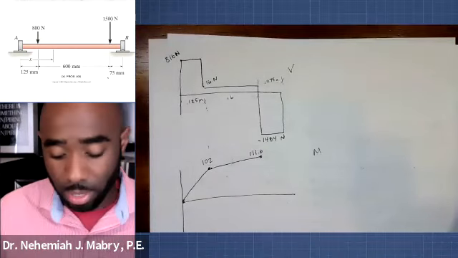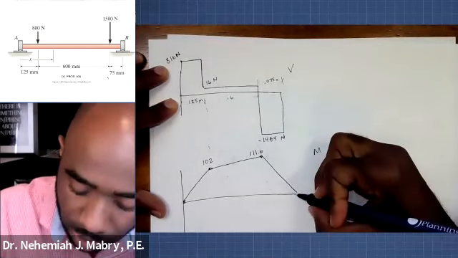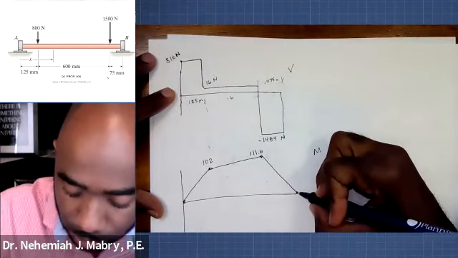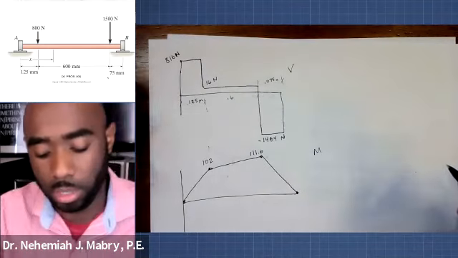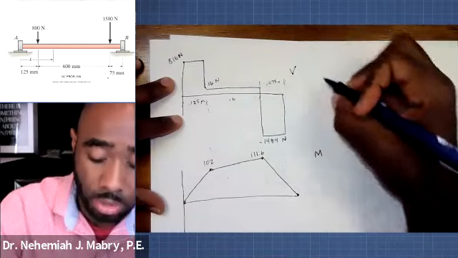11 point. Look at that. It practically evens back out, plus or minus, because again we did some rounding up here. But that's going to bring us back down to 0. And this, my friends, is the moment diagram. That is the shear diagram.